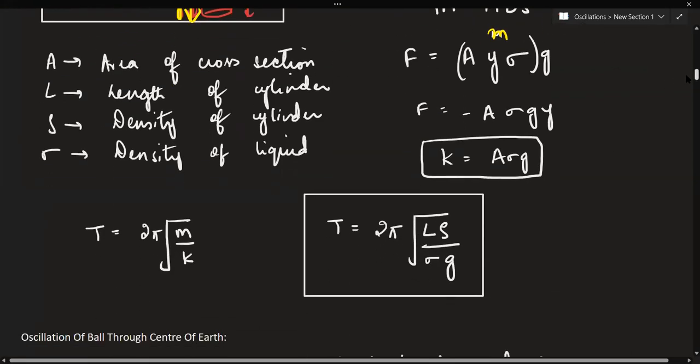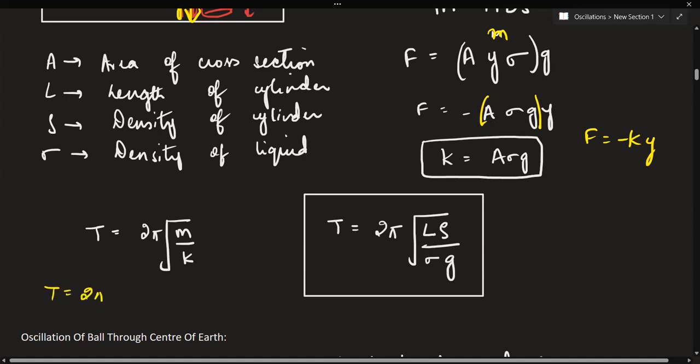Now again, on comparing with the standard equation, F is equal to minus K y, all the terms apart from y and the minus sign will become the constant, the spring factor. So K will be equal to A sigma g: area multiplied by the density of the liquid multiplied by the acceleration due to gravity. Now we have the value of K.